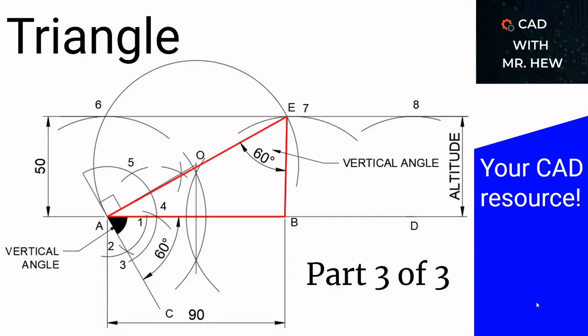Welcome to part 3 of the series of 3 videos covering the topic how to construct a triangle given the base, the altitude, and the vertical angle. In the previous 2 videos, we started the construction, and in today's video, we'll be finishing the entire construction, putting on the dimensions and labeling up the drawing as shown on the screen. We'll be starting the video now.